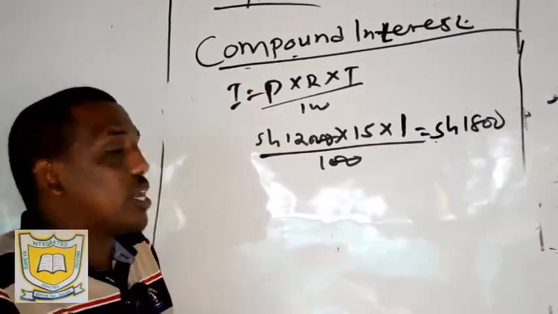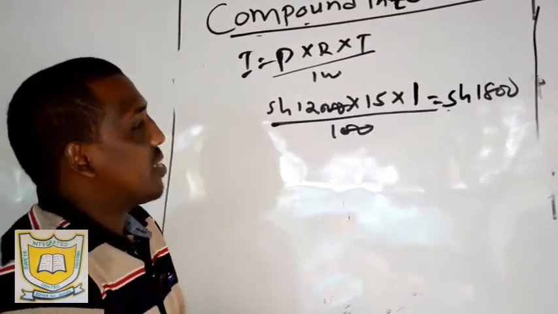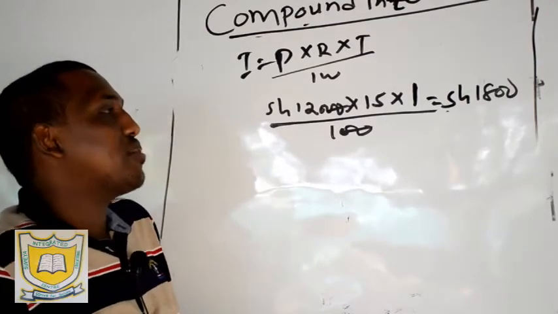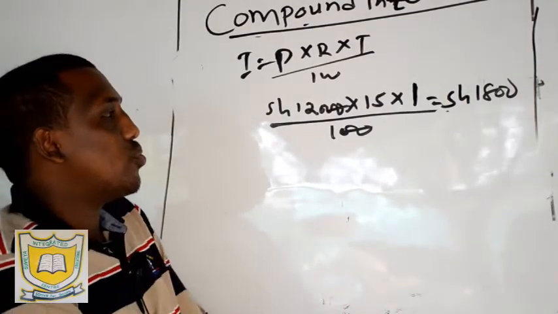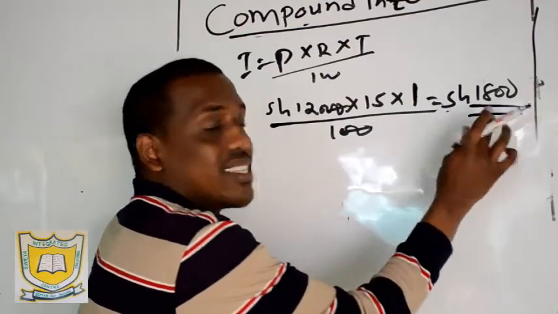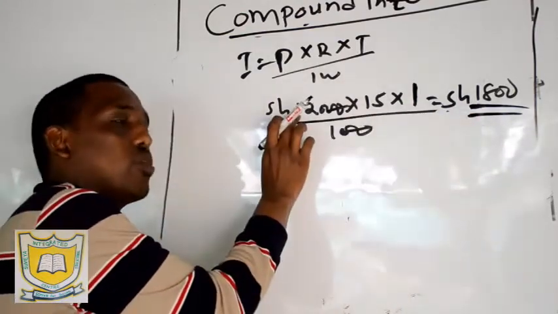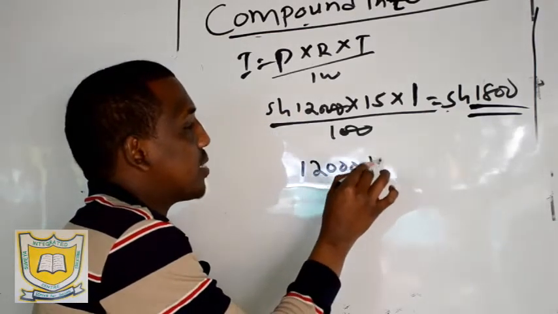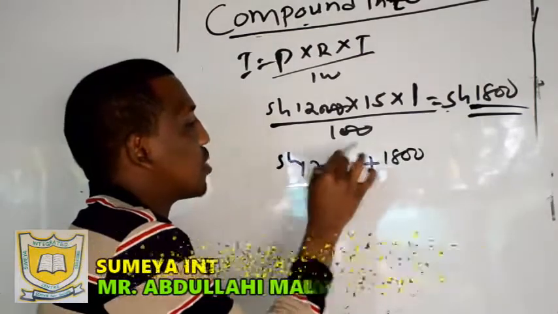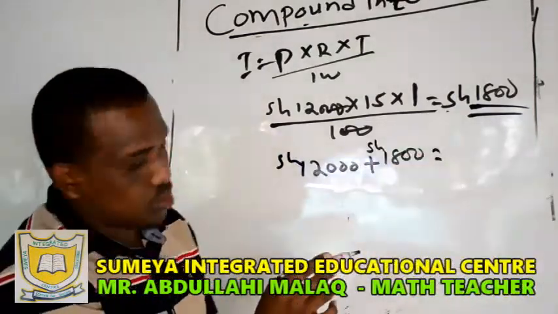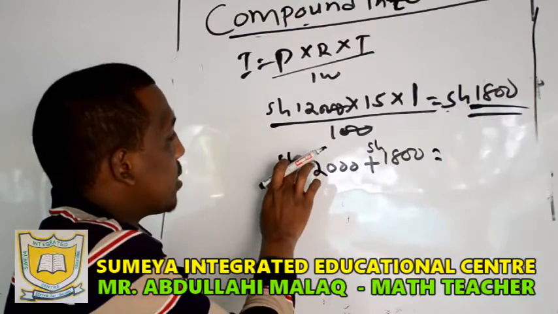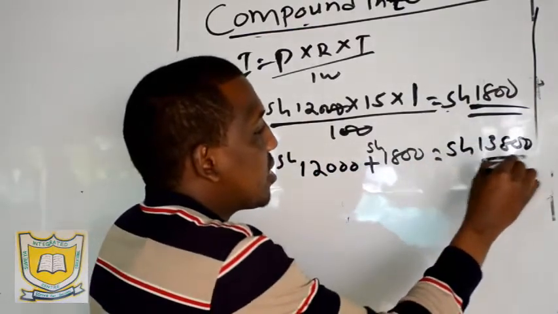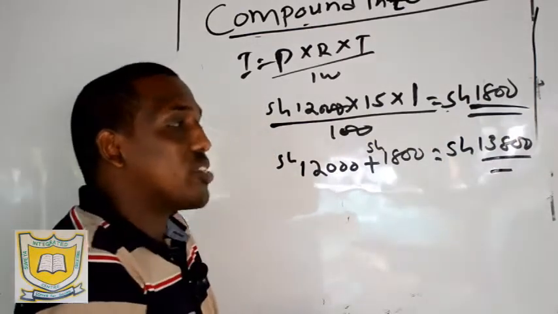So now we proceed to the second year. How do I proceed to the second year? I have to get the principal of the second year. What you do, you add the interest of the first year plus the principal that you used for the first year. So let us add now shillings 12,000 plus shillings 1800. After adding, you will get 13,800. Now this is the principal of the second year.